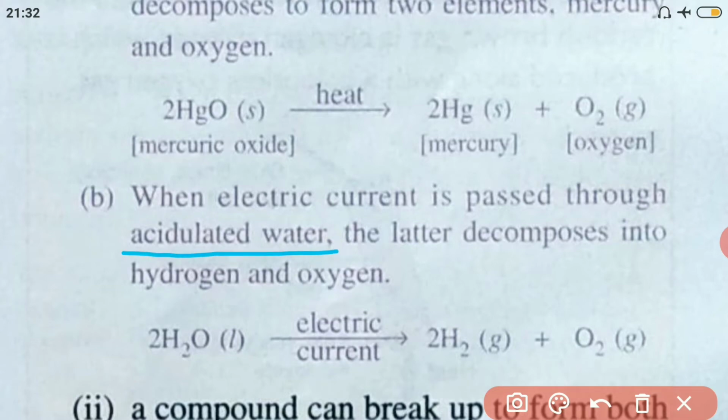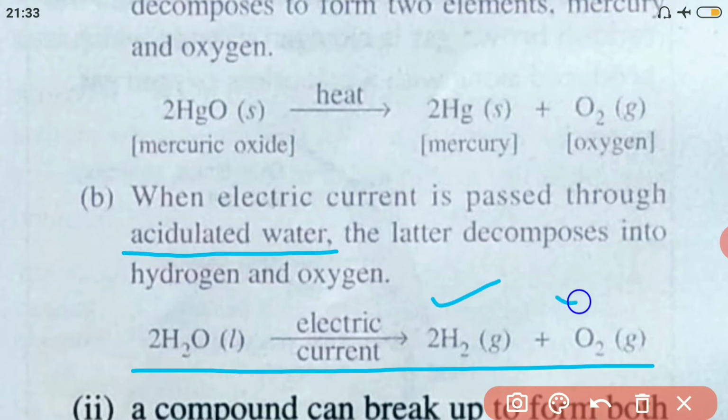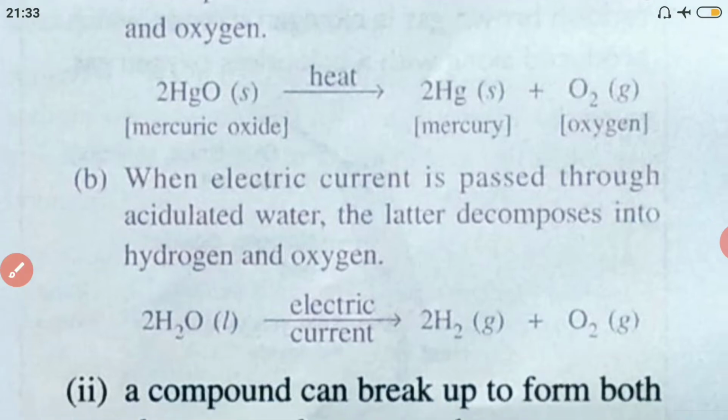the meaning of acidulated water is when you put few drops of acid in water, it becomes acidulated water. It can be any acid, but especially in this scenario here, in this equation, when electric current is passed through water, H2O, it breaks down into two different elements, which is hydrogen and oxygen. So here also a compound is being broken down into two elements, which is hydrogen and oxygen. Especially in this case, sulfuric acid is used to acidulate water. Okay, I hope you understood this.